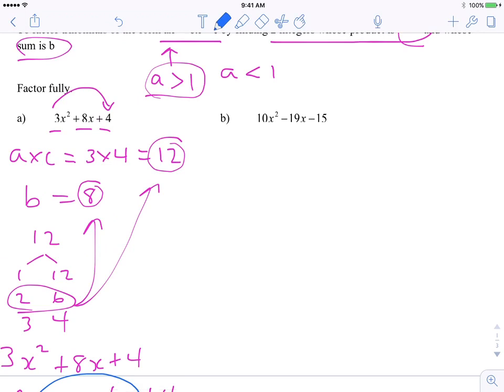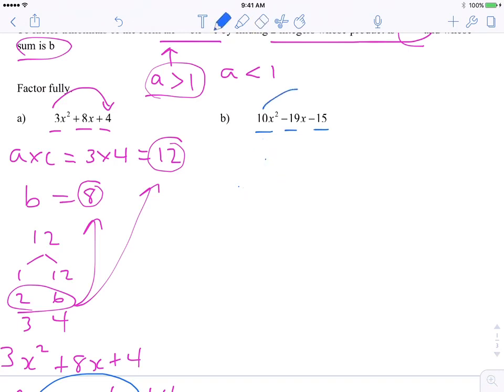Let's look at this next example here. We have 10x squared minus 19x minus 15. And what I want to do is see, do I first have a GCF? No. So we're always looking to see if there's a greatest common factor. In this case, there isn't. 19 is a prime number, and we know that 10 has the factors 1 and 10, 2 and 5, and 15, we know 5 times 3 is 15, so we know that's not a prime number. This is not going to work out.